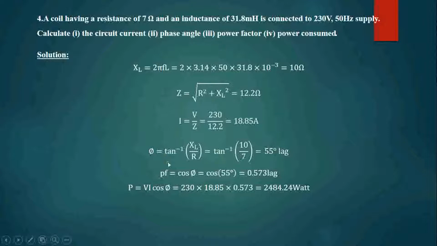Power factor is equal to cos phi, cos of 55 degree, that is 0.573 lagging. And the power consumed can be given as P is equal to VI cos phi. So that is 230 into 18.85 into cos phi, we will get 2484.24 watts.